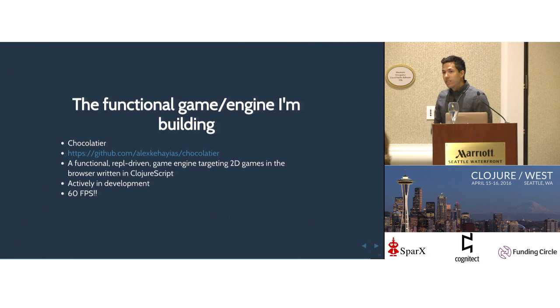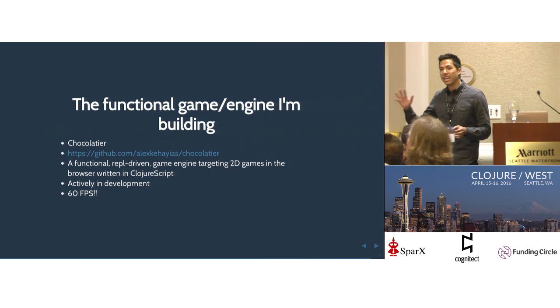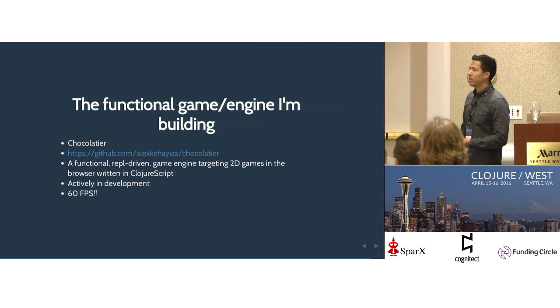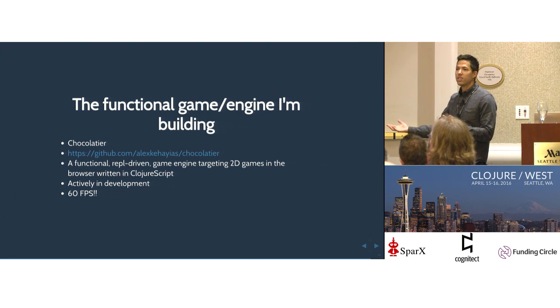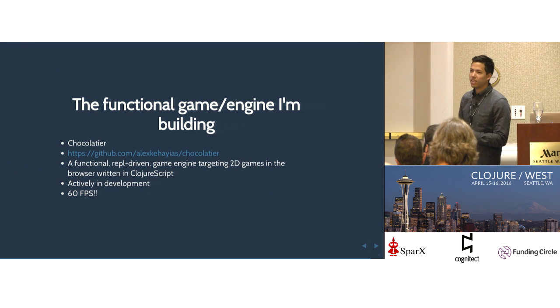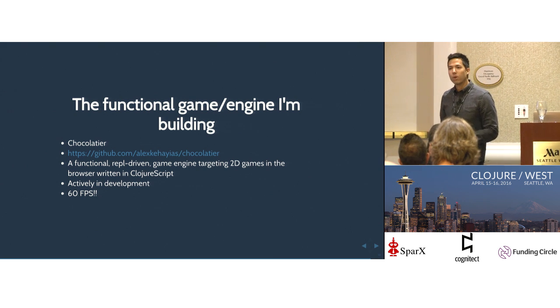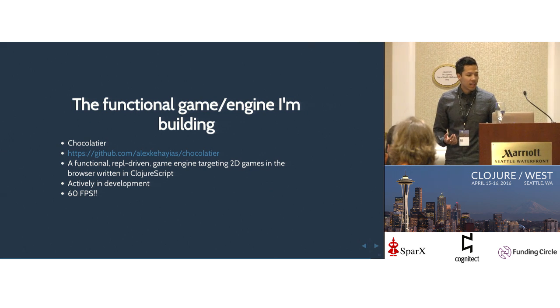So what am I doing with this? I've taken this implementation, and I've been working on something called the Chocolatier. It's kind of a game/game engine about exploration and content, and I've been able to get this up to 60 frames per second using the advanced optimizations in the Google Closure compiler. It's actively in development, and it's really all the things that I want to have when I'm spending my free time building games.